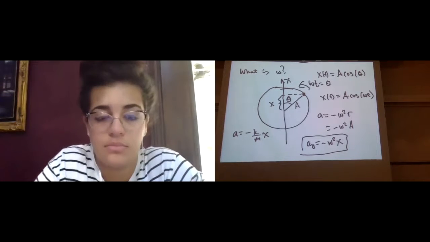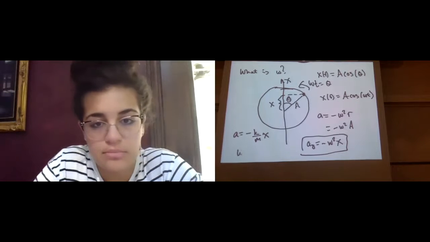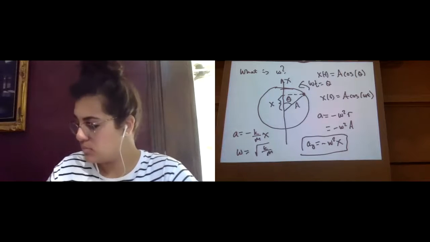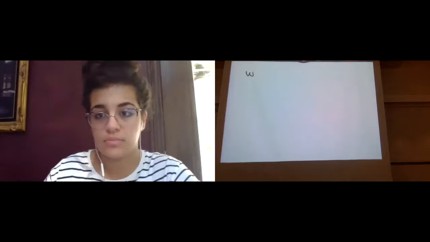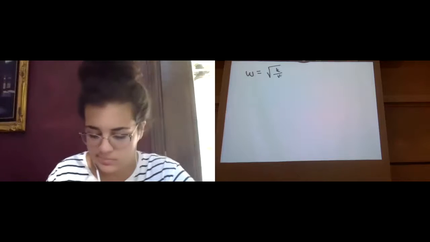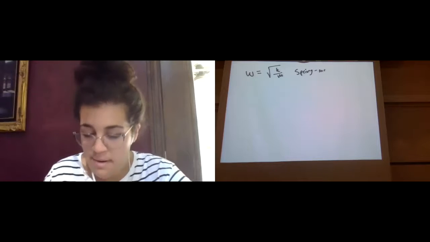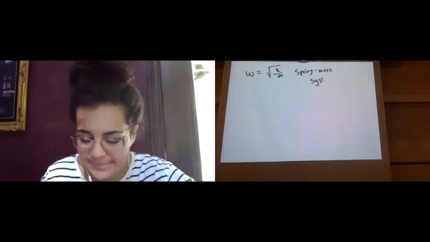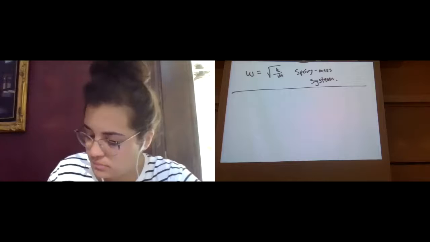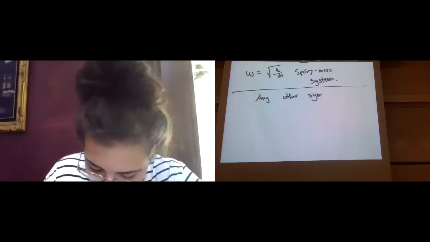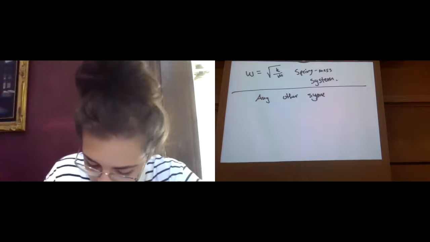So if I compare this to my simple harmonic oscillator, what we can see then is that the angular frequency is equal to the square root of k divided by m. So for a spring mass system, the angular frequency is equal to the square root of k over m. This is for a spring mass system. For any other system, well, it's horrible stuff.